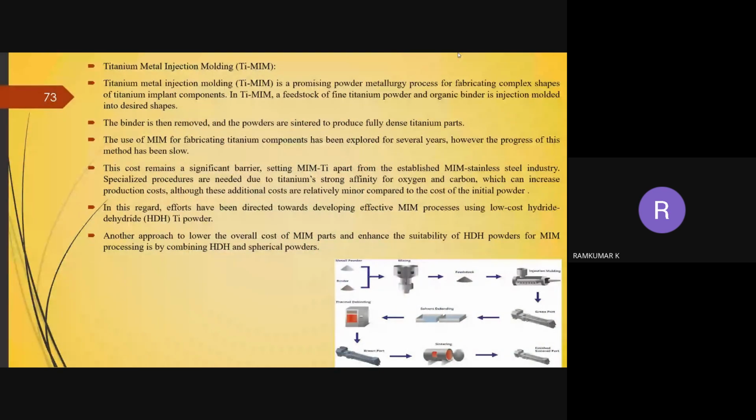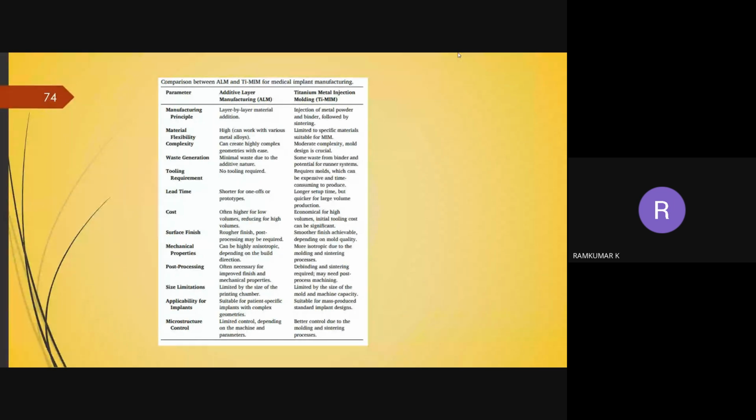The final one is about titanium metal injection molding. This we have already seen in the metal matrix. It is a similar process. Here, the metal powder and binder are mixed and fed into the injection molding. After that, using debinding, the binder is removed either using thermal debinding or solvent debinding. After that, we can acquire the final product. So this is a comparison between additive manufacturing, that is 3D printing, and titanium metal injection molding.